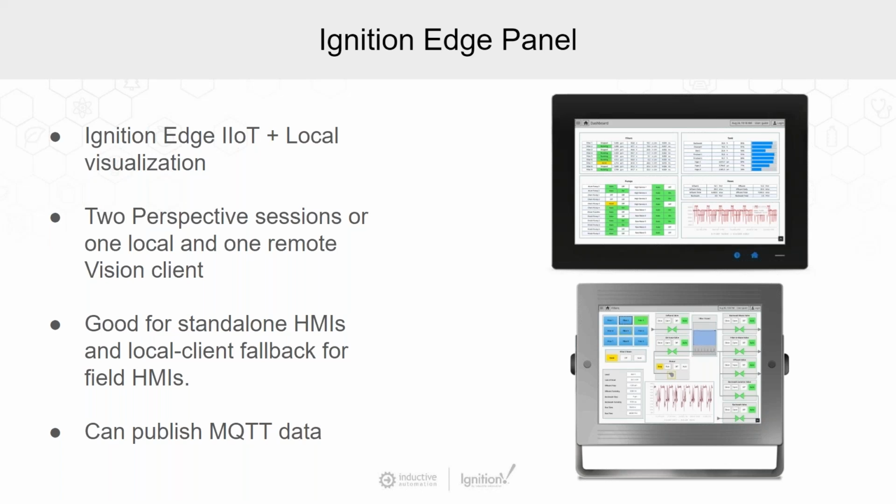And if you choose Perspective, you get 2 sessions. With Vision, you get 2 clients, 1 local and 1 remote. And really that's intended to be, I'm running Edge on a local panel, but you also get 1 bonus client to view somewhere else on your network. It's good for standalone HMIs. It's also good if you were normally running a client off a central server, but you need local client fallback. So if you lose a connection to that central server, you've got that fallback local HMI, while still having all the abilities to publish that data up over MQTT or our gateway network.